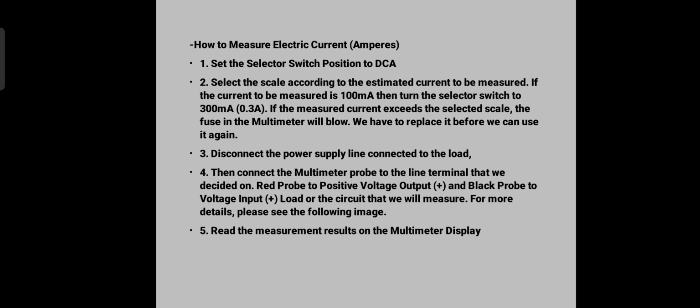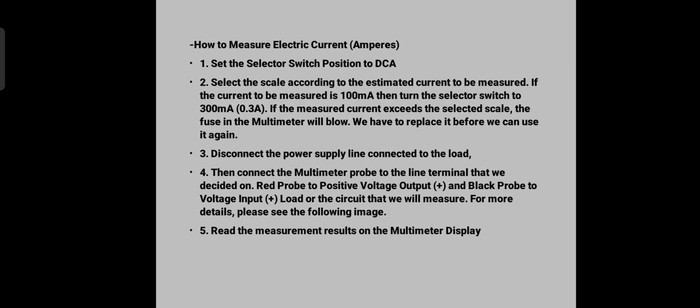How to measure electric current or amperes. 1. Set the selector switch position to DCA. 2. Select the scale according to the estimated current to be measured. If the current to be measured is 100 mA, then turn the selector switch to 300 mA or 0.3 amperes. If the measured current exceeds the selected scale, the fuse in the multimeter will blow. We have to replace it before we can use it again.